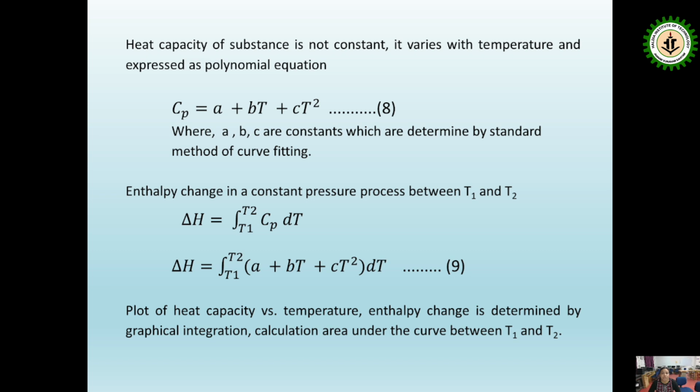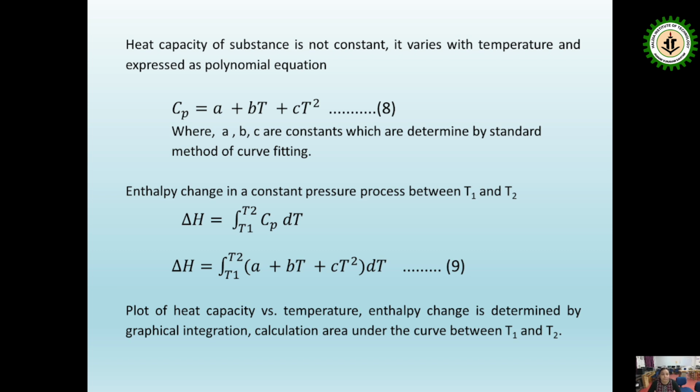Heat capacity of a substance is not constant. It varies with temperature, and it is expressed as a polynomial equation of the variable temperature. So it is expressed as Cp equal to A plus BT plus CT square, where A, B and C are constants, which are determined by the standard method of curve fitting.